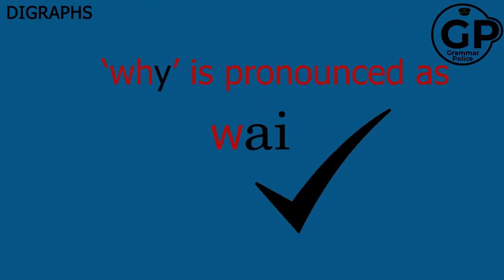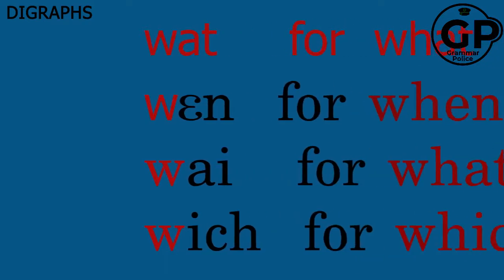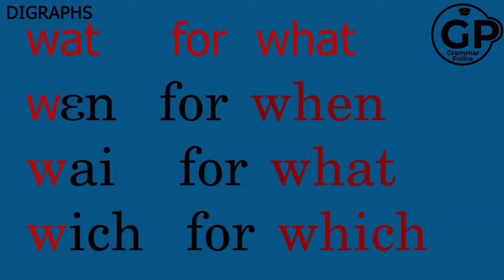So we have what, which, when, and WHY is "why." It's not "hwy." A lot of people say "hwy, hwat, hwen, hwich." These are all wrong. The correct pronunciations are what, when, why, which. And then the last in this category, you have WHERE. Ordinarily, a lot of people will say "hwere." Where are you going? But the correct pronunciation is "where."